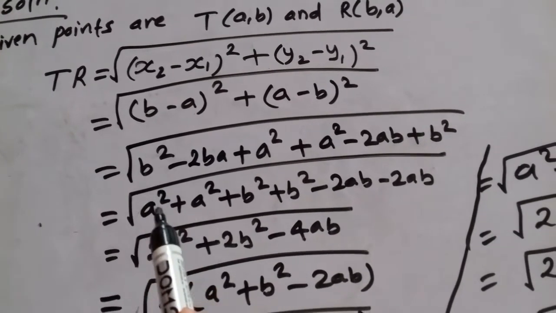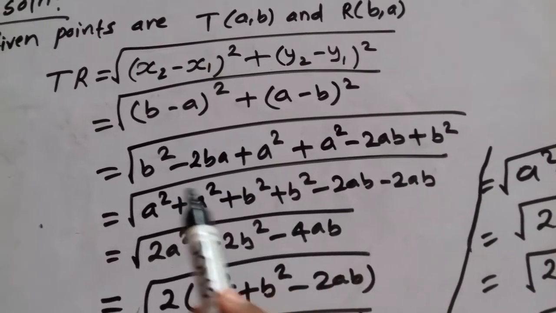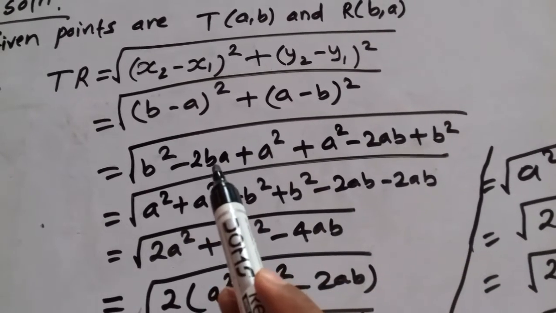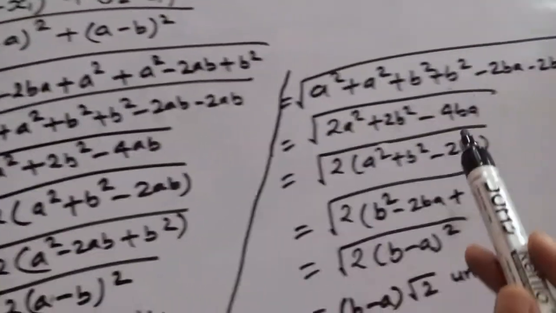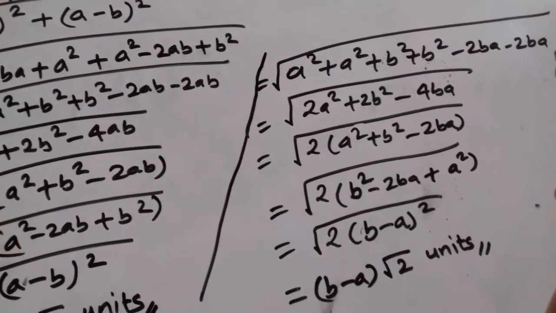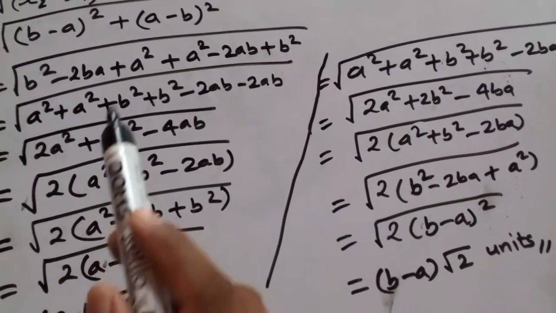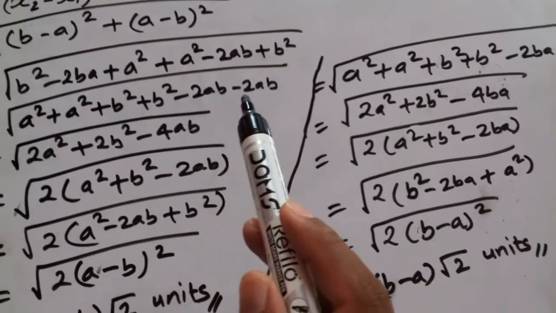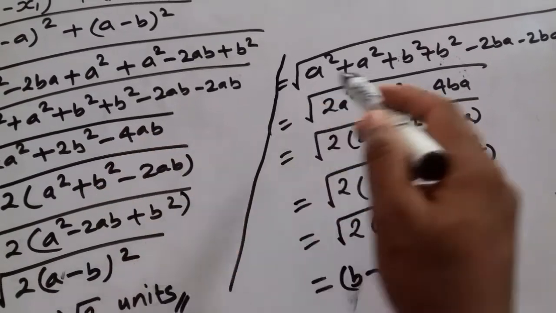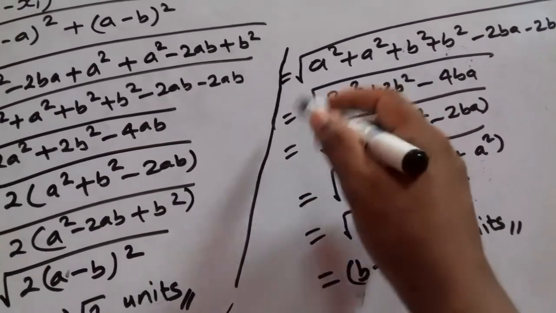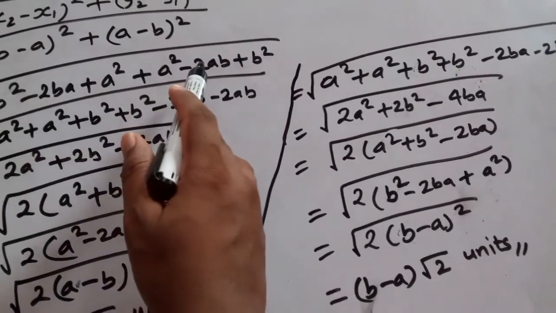Then we have arranged all the like terms here: a square, b square, and minus 2ba. 2ab we can also write as 2ba. Again here we have added like terms: a square plus a square is 2a square, b square plus b square is 2b square, minus 2ab minus 2ab is minus 4ab. Here we either do it like this or like this, not both. This is not continued from here; these are separate ways of solving this question from this step.